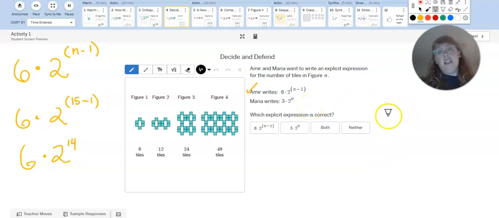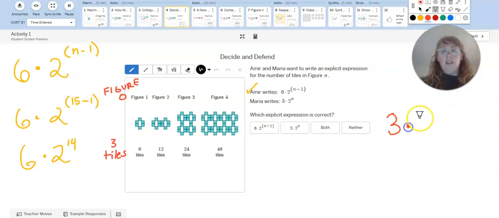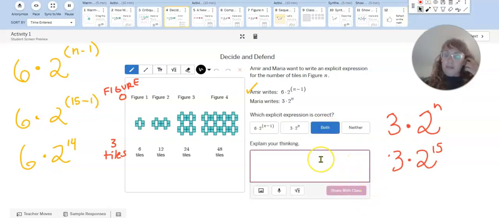Maria, notice that Maria's formula starts with a 3. So Maria worked backwards to figure out figure 0. Instead of multiplying by 2, Maria divided by 2 to get 3 tiles and worked backwards. That would be the amount for figure 0. So Maria starts with 3 and we're multiplying it by 2 to the nth, which, yes, now to find the 15th version, it would be 3 times 2 to the 15th. So both of these actually work.